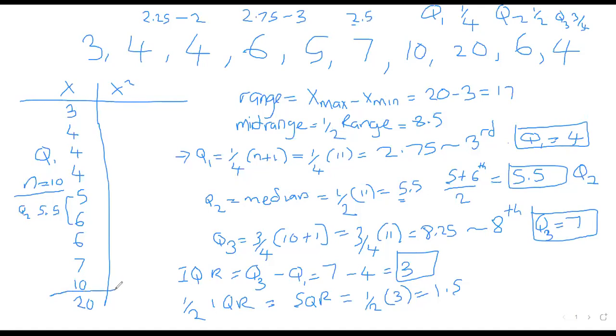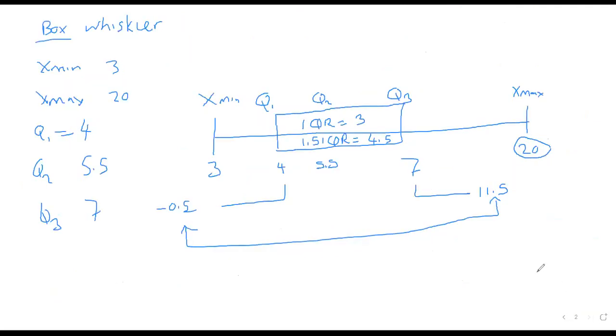So 11.5 is somewhere there, negative 0.5 is somewhere there. So the numbers that are not captured within this range are called outliers. It is important to understand the concept of outliers because it helps you identify the odd ones out. Very important principle.